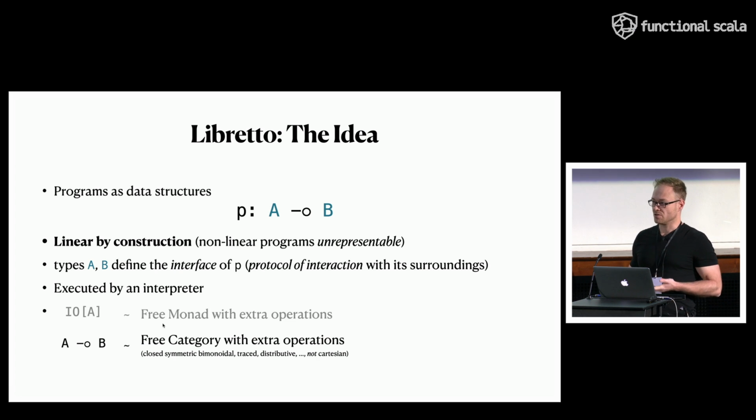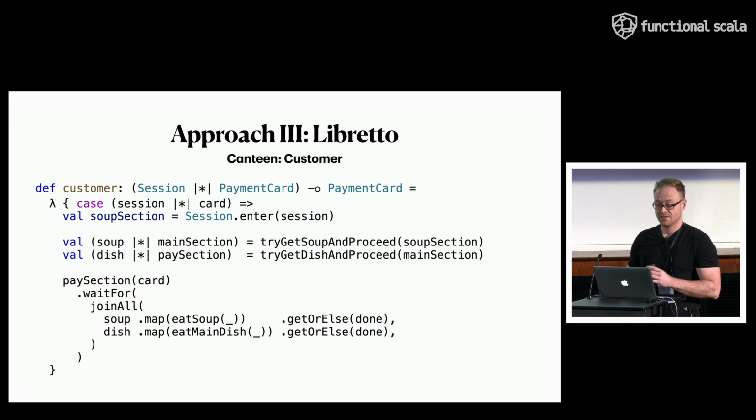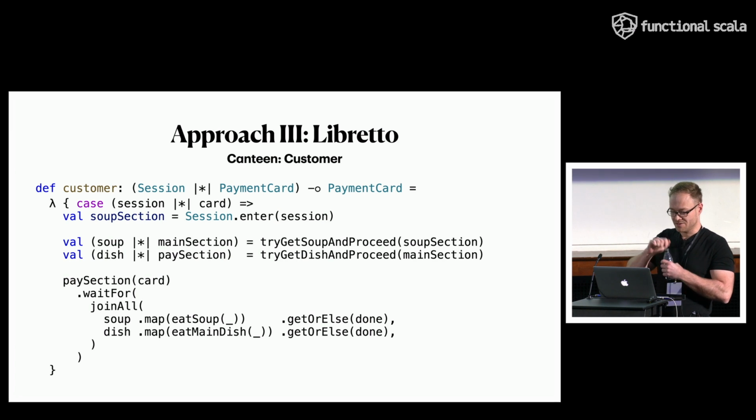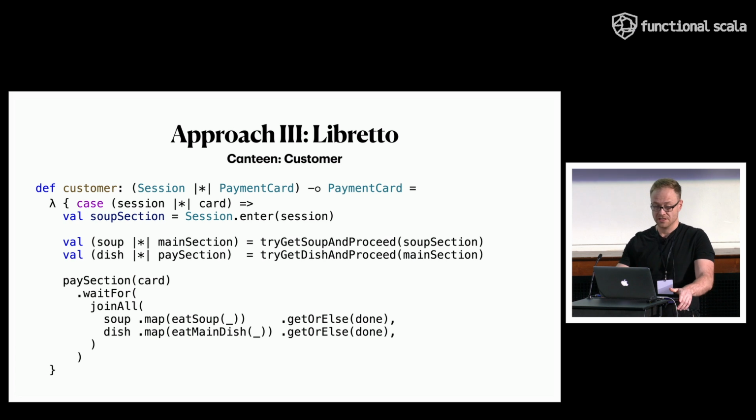What could the data structure look like? A free category, with some additional operations, will do the job. Let's jump right into some Libretto code. The customer should look fairly reminiscent of what we saw before with just the convention of linearity, except this time we're assembling a mere blueprint. Nothing is executing yet. This funny asterisk between bars stands for a pair in Libretto.